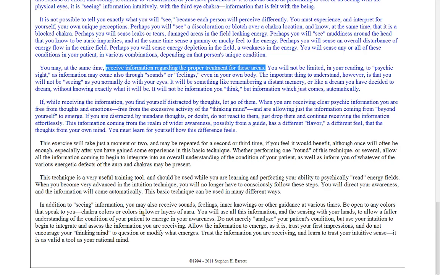Be open to any colors that speak to you. Chakra colors or colors in lower layers of aura. You will use all this information and the sensing with your hands to allow a fuller understanding of the condition of your patient to emerge in your awareness. Do not merely analyze your patient's condition, but use your intuition, your detached state of being, to begin to integrate and assess the information you are receiving.